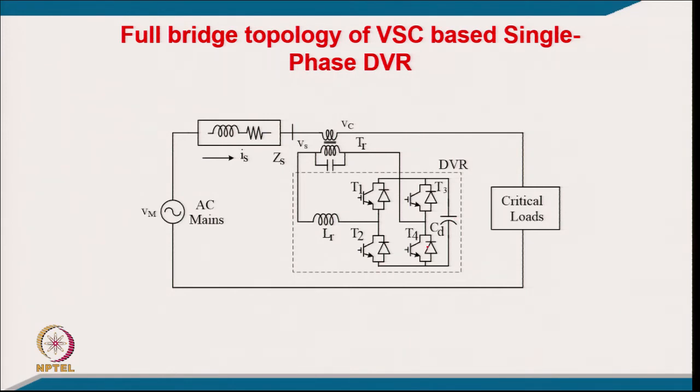This is the bridge configuration here, and we have to maintain the voltage here so that the operation is satisfactory, and this is supposed to inject the voltage here in the line to compensate the power quality problems.